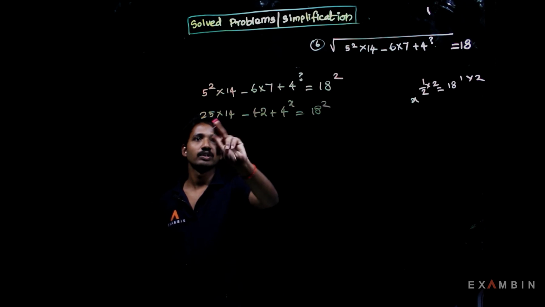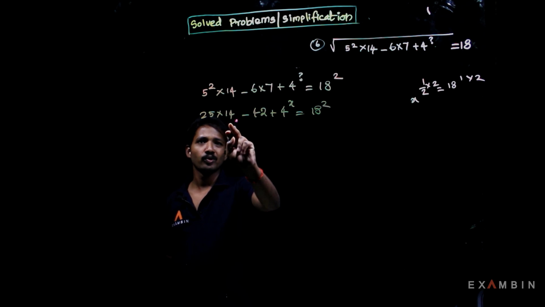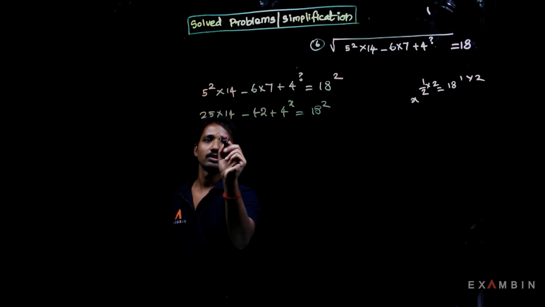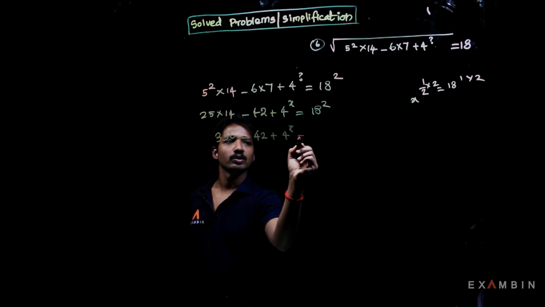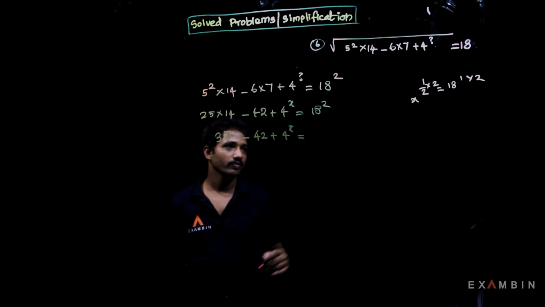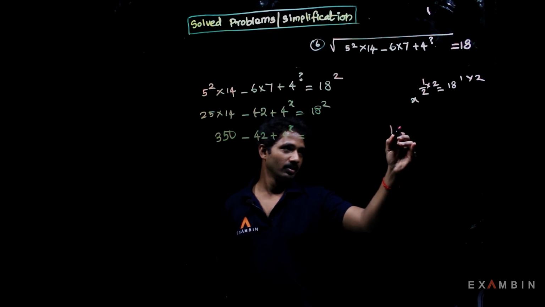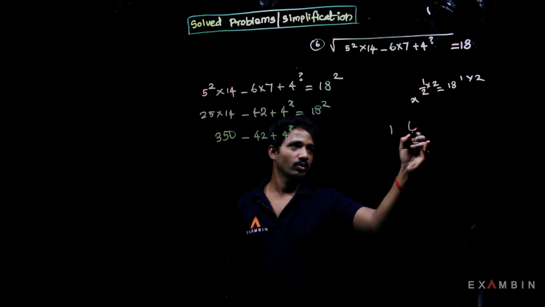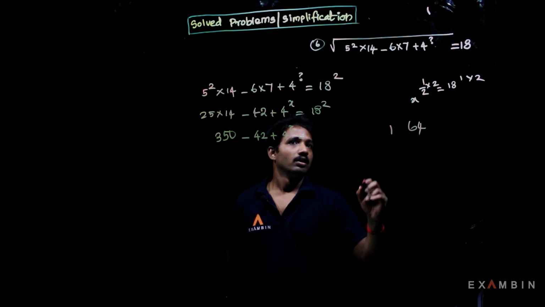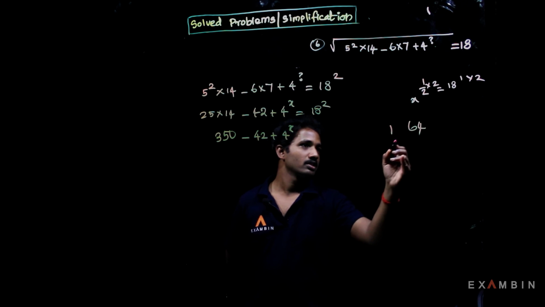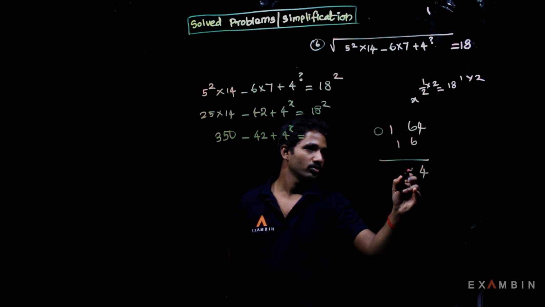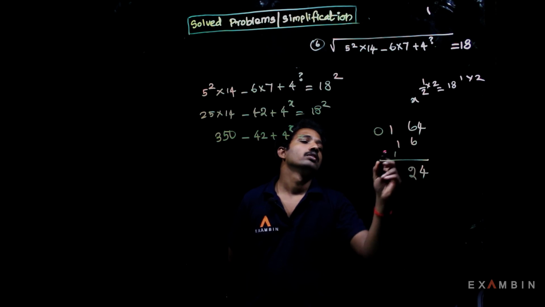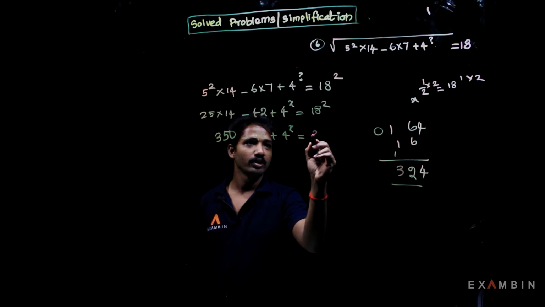So 25 into 14: 25 into 10 is 250, 4 into 25 is 100, so it will be 350. 350 minus 42 plus 4 power x is equal to 18 squared. 18 squared we again calculate by the shortcut method. 1 squared is 1, 8 squared is 64, 2 into 8 into 1 is 16, and we get 324. So 18 squared is 324.